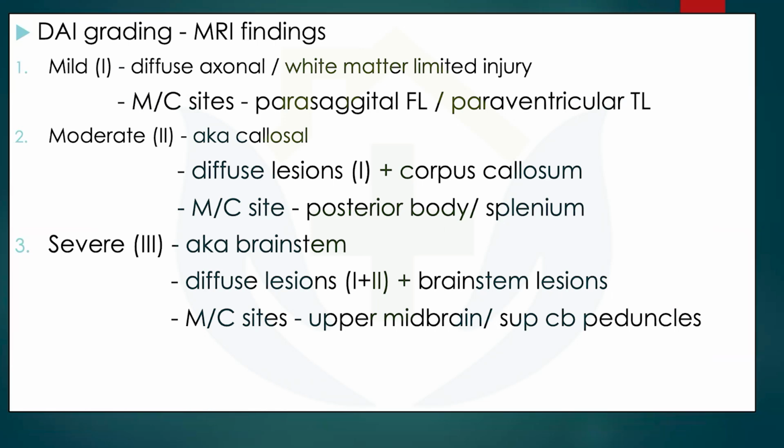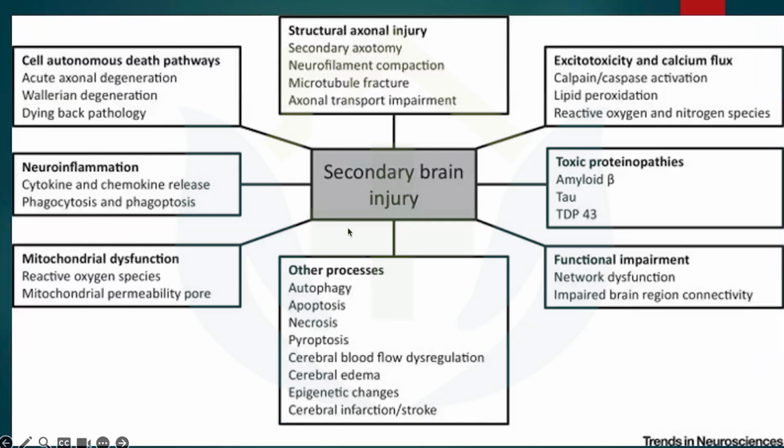Grade 1 DAI is around the third ventricle. The parasagittal, the paraventricular ones are the mild ones. Second degree is callosal. That is when the corpus callosal structures are getting affected. Diffuse lesions, and the most common site could be the posterior body of the splenium. And if you have vital structure involvement like midbrain involvement, the medulla oblongata and the brainstem involvement, you get class 3 or grade 3 of diffuse axonal injury.